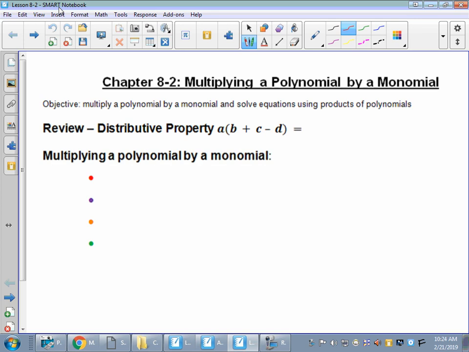So in this case here, we've got a times b plus c minus d. You'd go a times b, a times c, and a times negative d. So a times b would give us ab. A times c would be plus ac, and then a times the negative d would be minus ad. We should be good at distributing at this point.